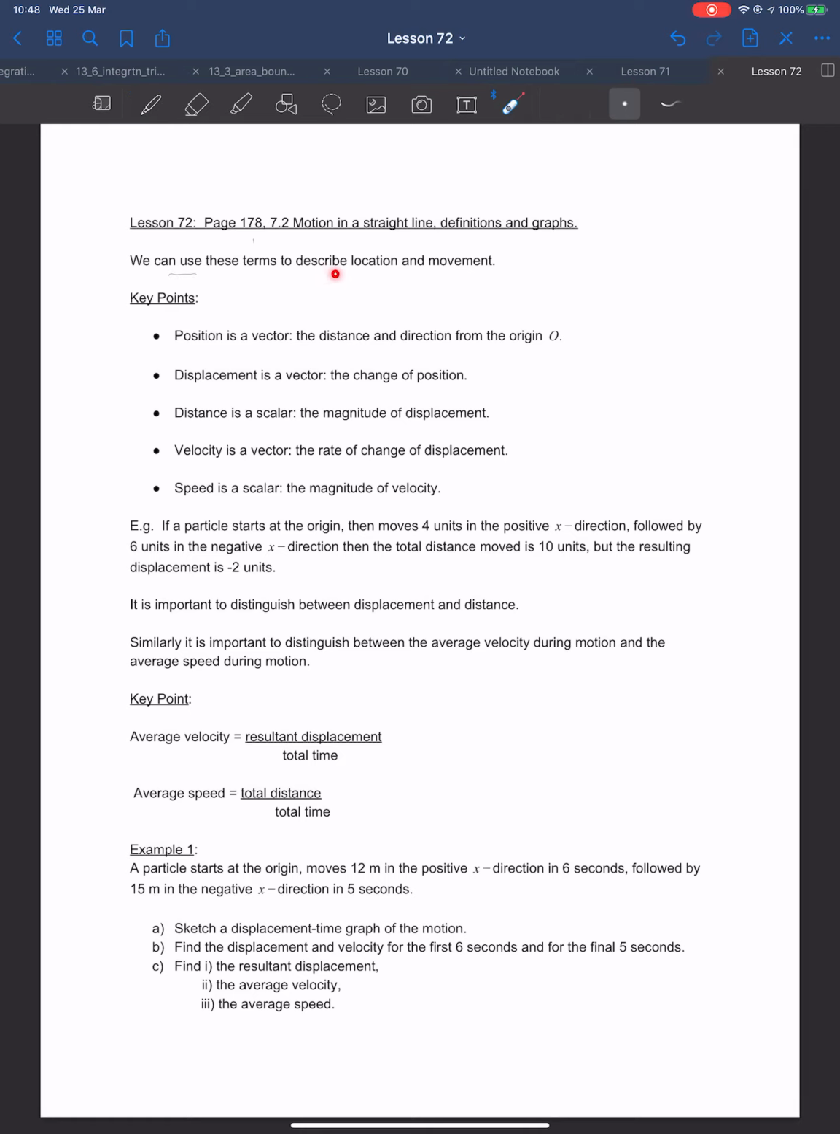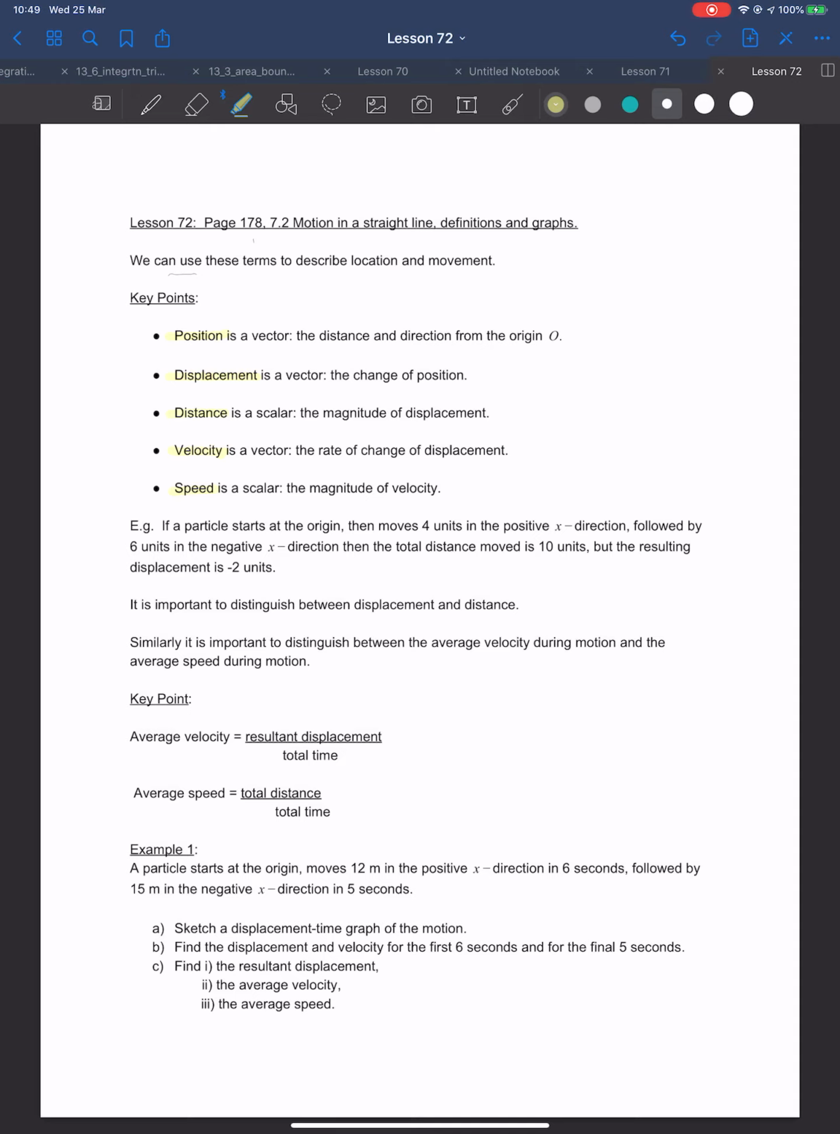So we can use these terms to describe location and movement. The terms are down here. Okay, so we've got position is a vector, the distance and direction from the origin. Displacement is a vector, which is the change of position. Distance is a scalar, which is the magnitude or size of the displacement. Velocity is a vector, which is the rate of change of displacement. And speed is a scalar, the magnitude of velocity.